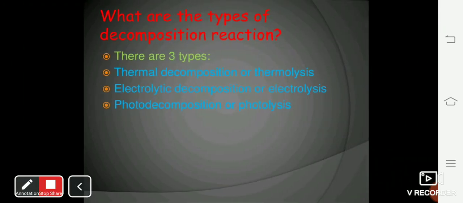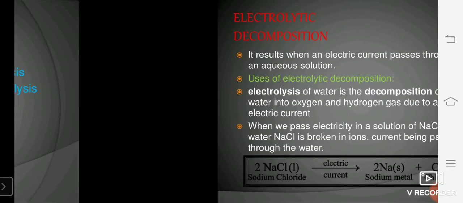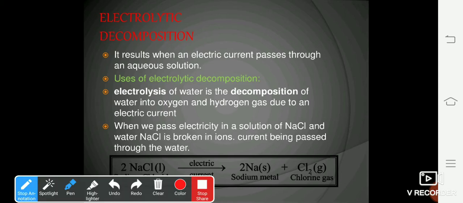Then the next type of reaction is, we have done thermal decomposition or thermolysis, photodecomposition or photolysis. The third type is called electrolytic decomposition or electrolysis. Now, what is electrolysis actually? When we pass current through an electrolyte. Now, if I dissolve sodium chloride in water, that becomes my electrolyte. I'll take the electrolyte in a container. I'll immerse two electrodes here.